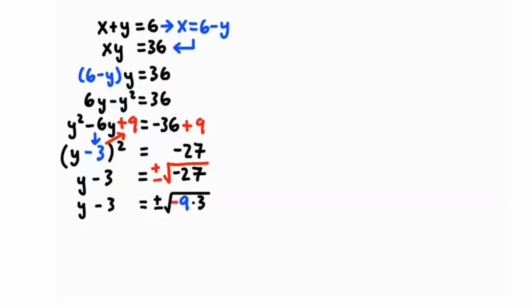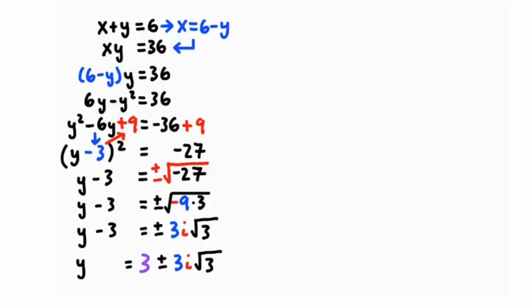-27 can be rewritten as -9 times 3. And so, if we simplify it, the square root of 9 is 3, the square root of -1 is i, the square root of 3 is the square root of 3. And then we'll add 3 to both sides to get y equals 3 plus or minus 3i root 3. So we have the y value. Now we need to know the x value.